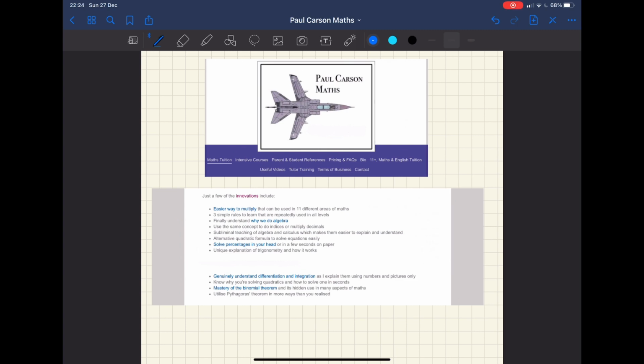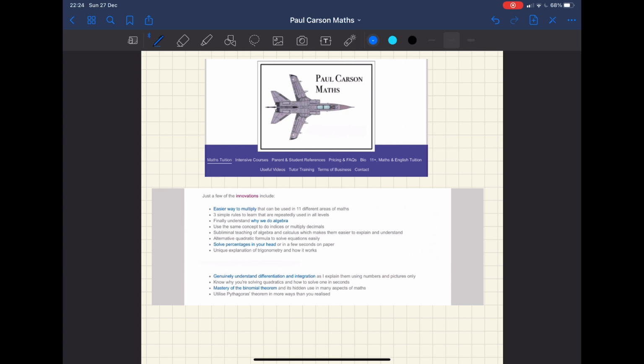Next, 3 simple rules to learn that are repeatedly used in all levels. So even from the start, we're going to learn these 3 rules. And it doesn't matter what level of maths you do, you'll always end up using these. But most students don't know them.